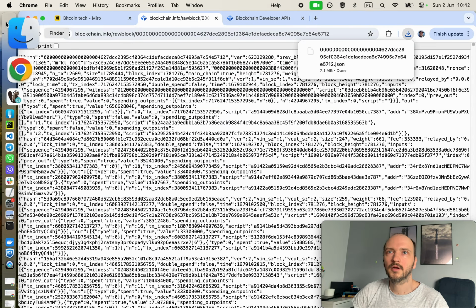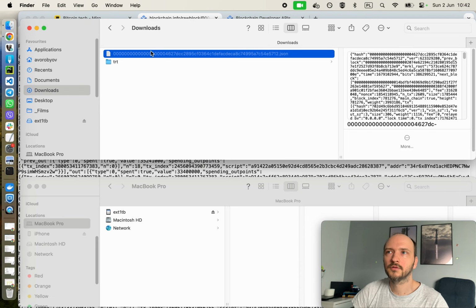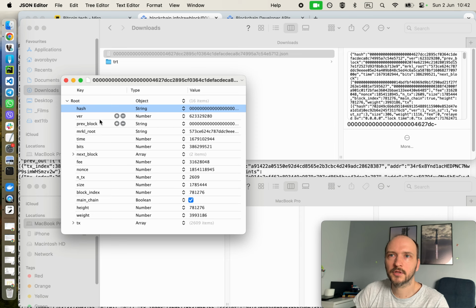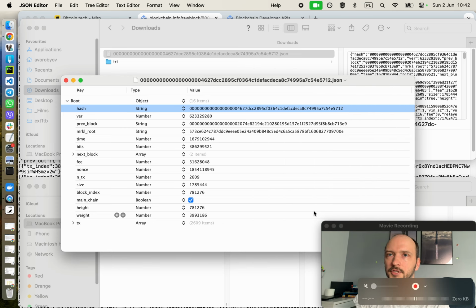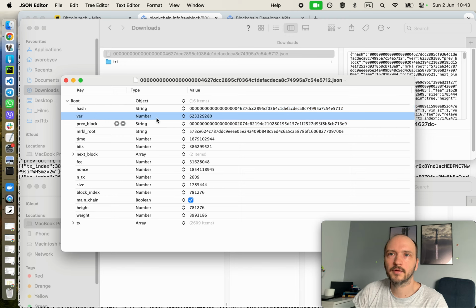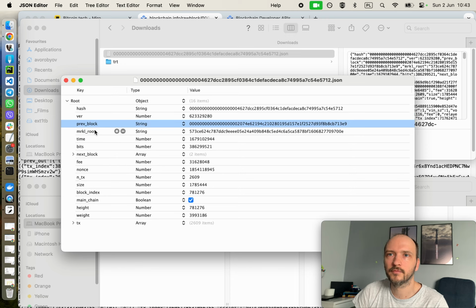Now I can open it using an editor and see. So here is the information, and here is the block hash. Actually, it's not contained in the block as it can be calculated. Then there are several other fields. I won't speak about all of them, but here is a field that I was speaking about previously, the previous block hash. So several fields here.